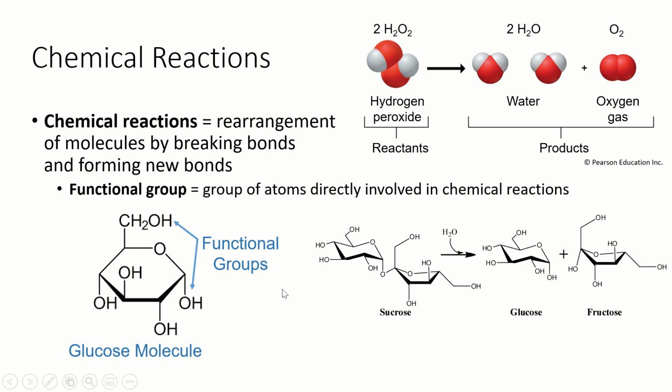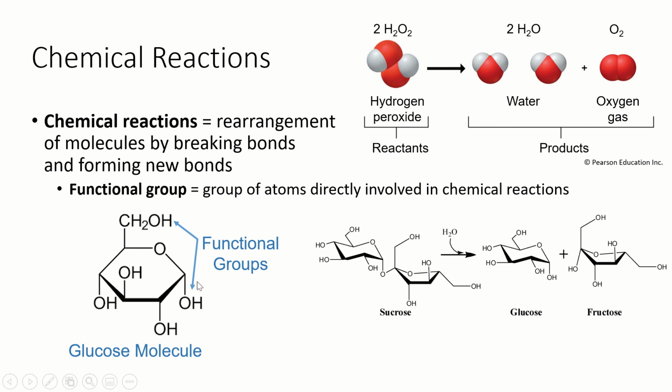Here's another chemical reaction where we take sucrose, break the bond between these 2 sugars. Sucrose is table sugar, and it's made up of 2 simple sugars called glucose and fructose. And so by breaking this bond, we create a glucose molecule and a fructose molecule. The groups of atoms involved in the chemical reaction are called functional groups.